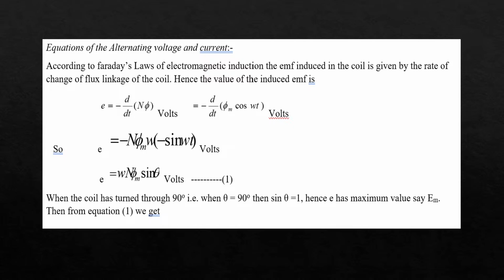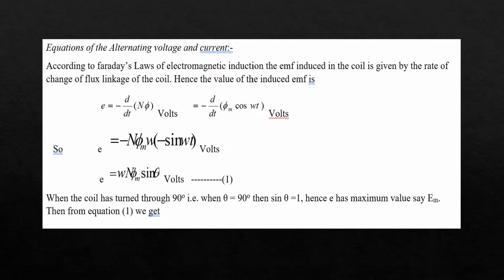Formulas to think through. The equations of alternating voltage and current. According to Faraday's law of electromagnetic induction, the EMF induced in a coil is given by the rate of change of flux linkage of the coil. Hence, the value of the induced EMF is E equal to minus d(N phi)/dt, and N phi, as you know, is N phi m cos omega t.